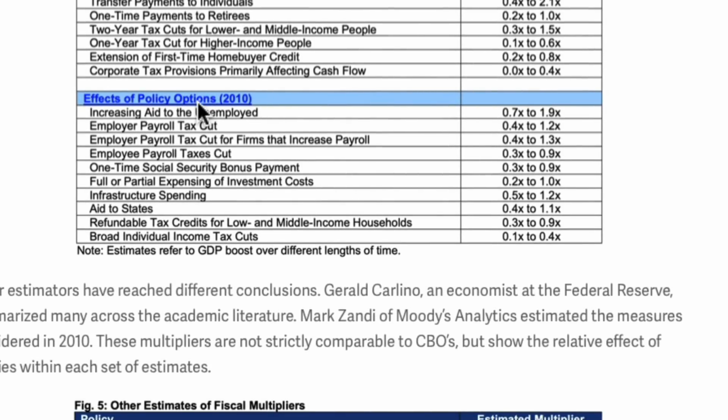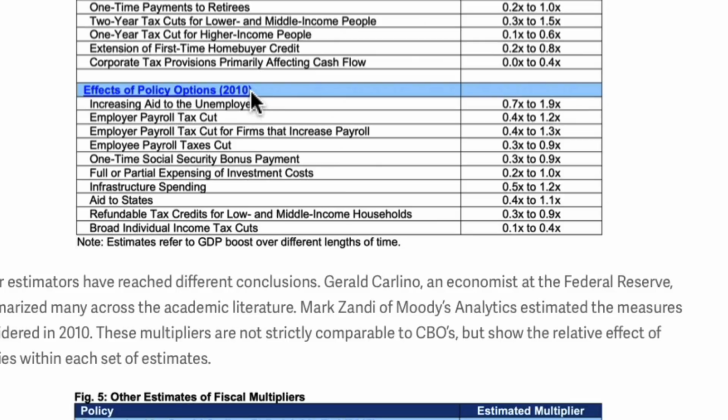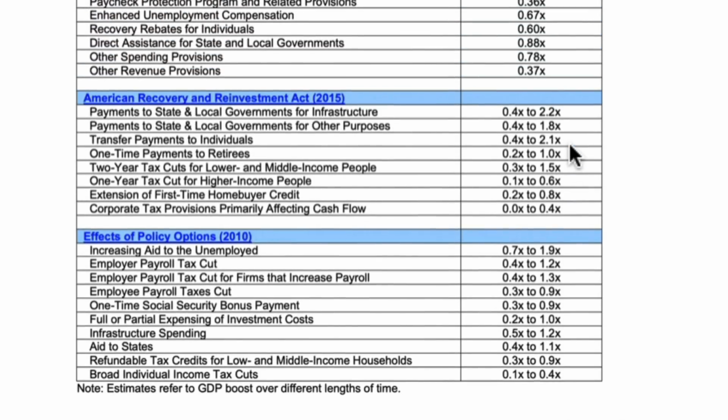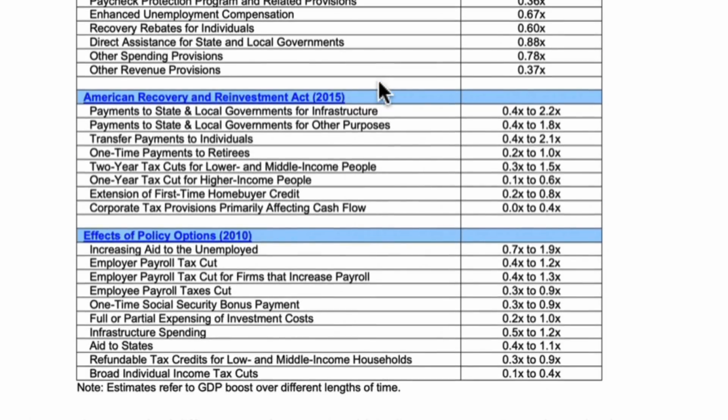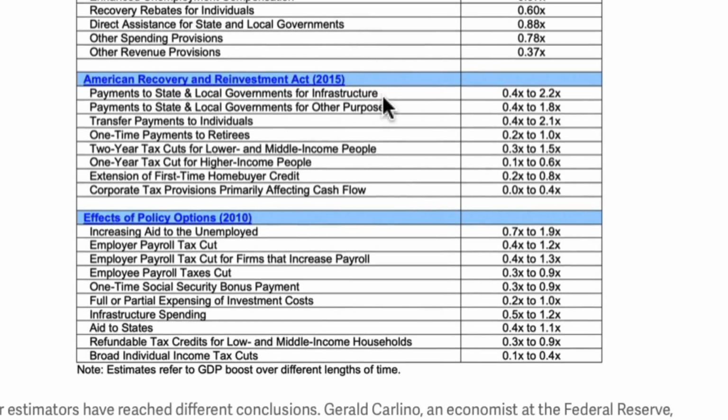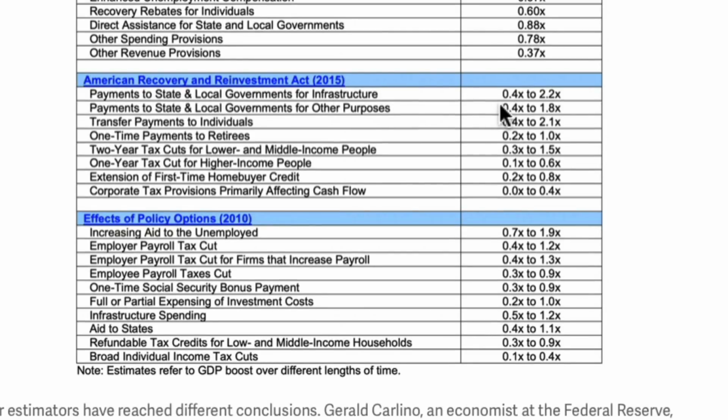If we look down on other policy options, this was from 2010, increasing aid to the unemployed up to 1.9. Employer payroll tax cut up to 1.2. We want to look for some big ones down here. Infrastructure spending up to 1.2 as well. So if we're looking at what the CBO is projecting as having the best in terms of the fiscal multiplier, payments for infrastructure, payments directly to individuals, payments to states for infrastructure as well.